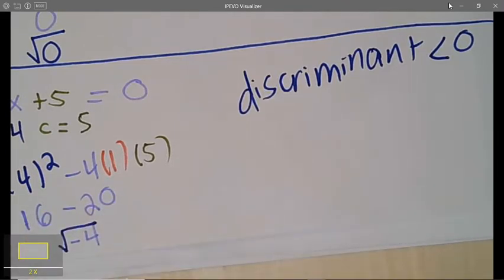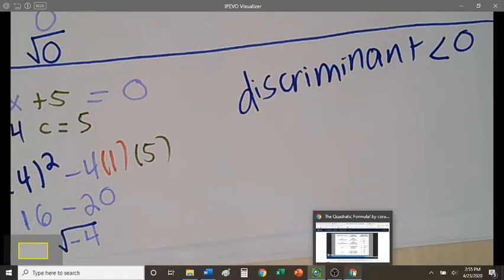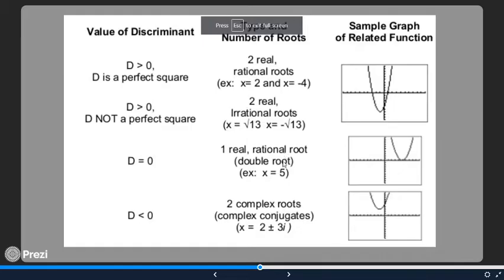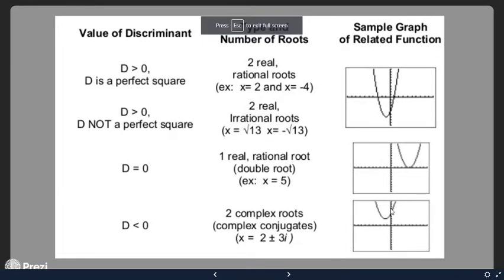because we're going to add and subtract an imaginary number to whatever negative b is, and then we're going to divide it by 2a. So again, going back to your cheat sheet, so when the discriminant is less than 0, you're going to get 2 complex roots. And remember, when you have complex roots, your graph is never going to cross the x-axis.